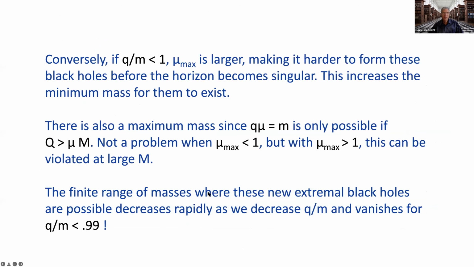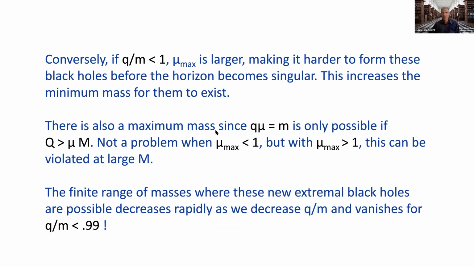So next, if we decrease the charge to mass ratio, this maximum mu becomes larger. So that makes it harder to form the black holes before the horizon becomes singular. So that increases the minimum mass for these solutions to exist.